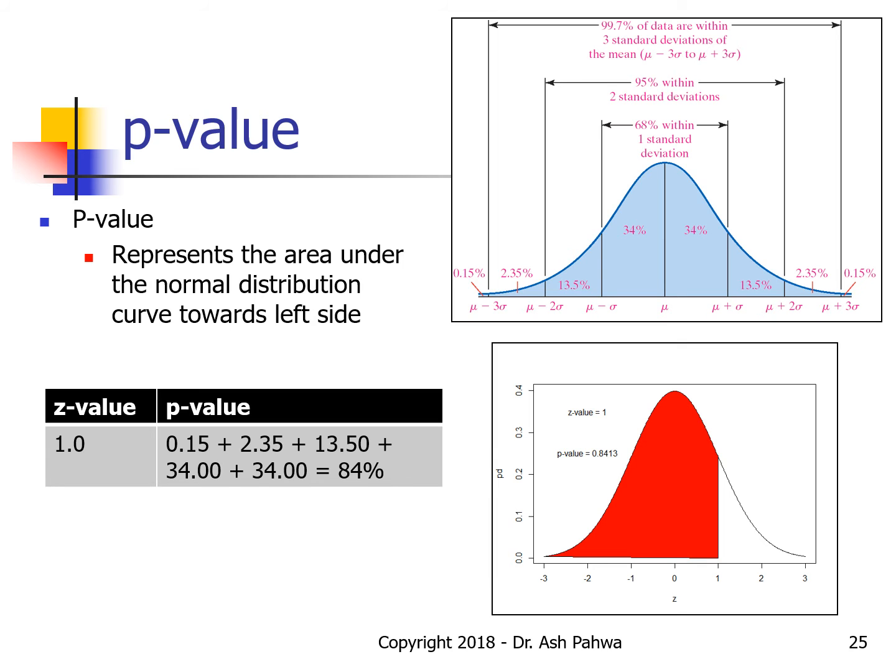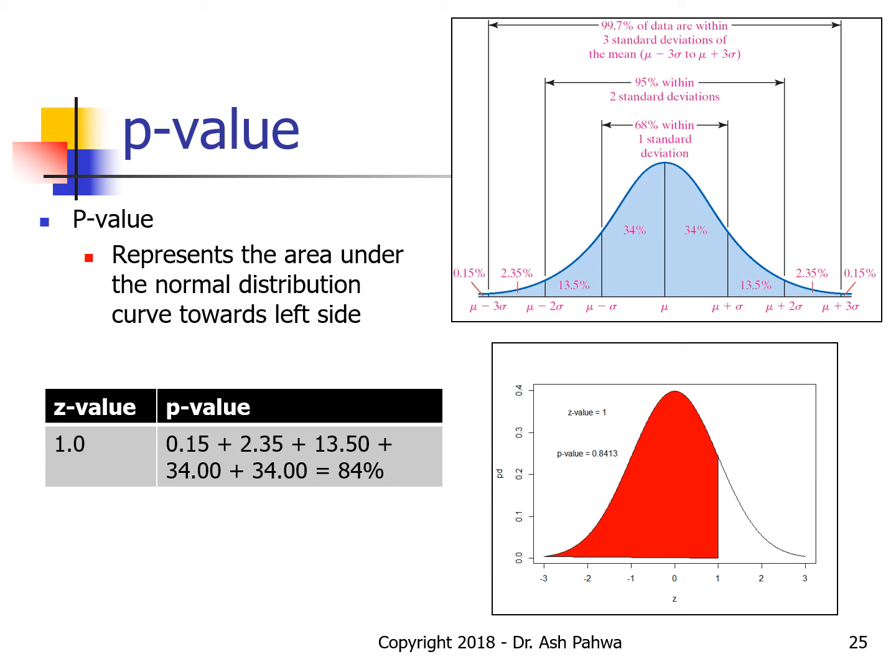To determine this, we will add these values, which are 0.15 plus 2.35 plus 13.5 plus 34 plus 34. So it comes out to be 84. It means if our z-value is 1 standard deviation above the mean of the data, then there is 84% of the data which is below that value. So that 84% is the area under the curve on the left hand side. That's why 84% of the area is being displayed in red color.